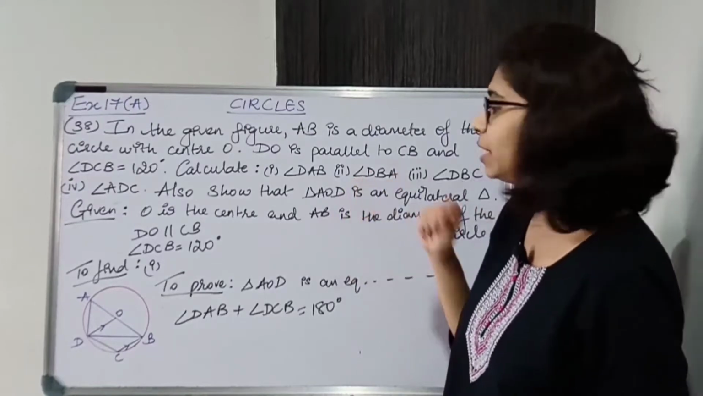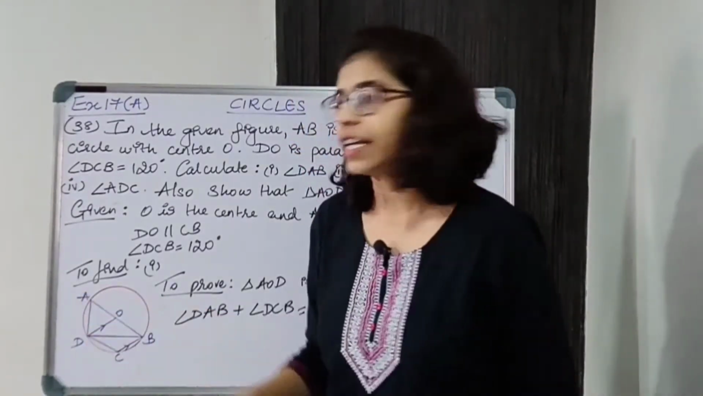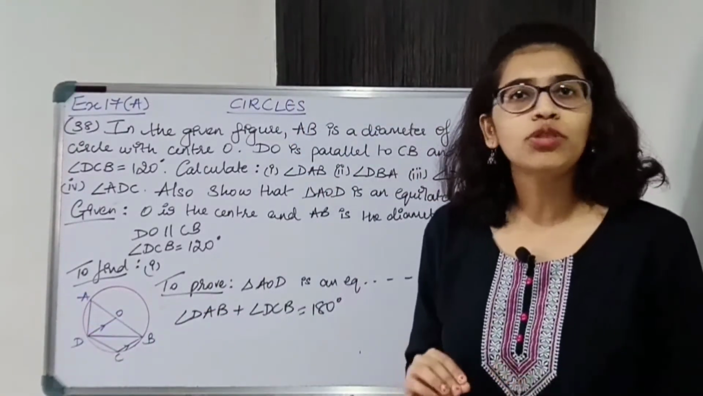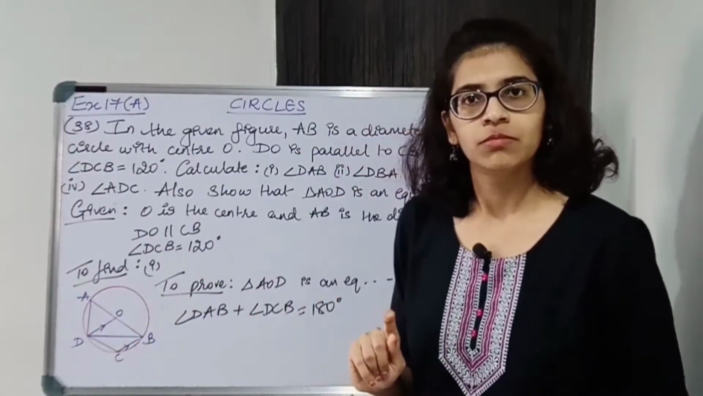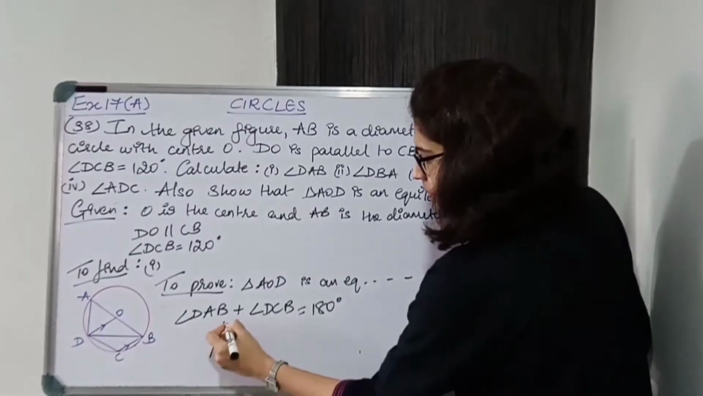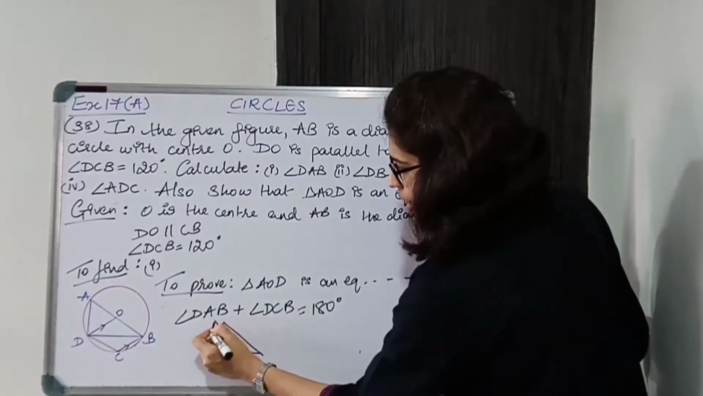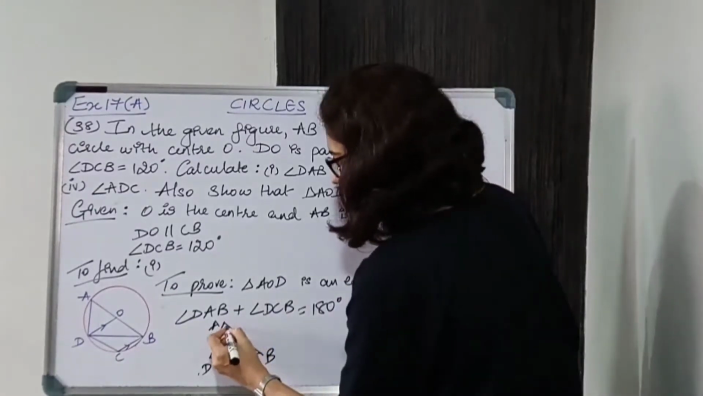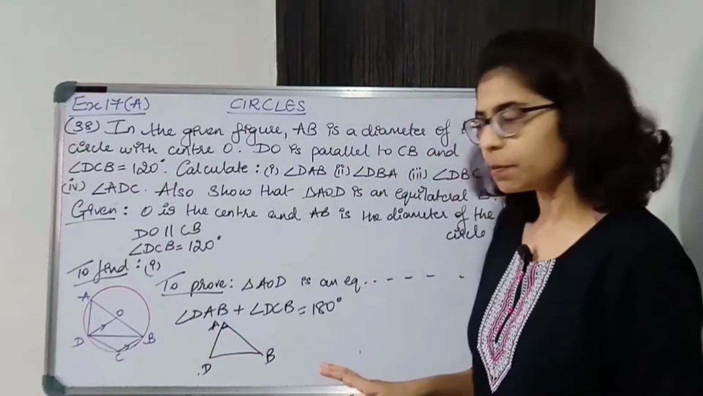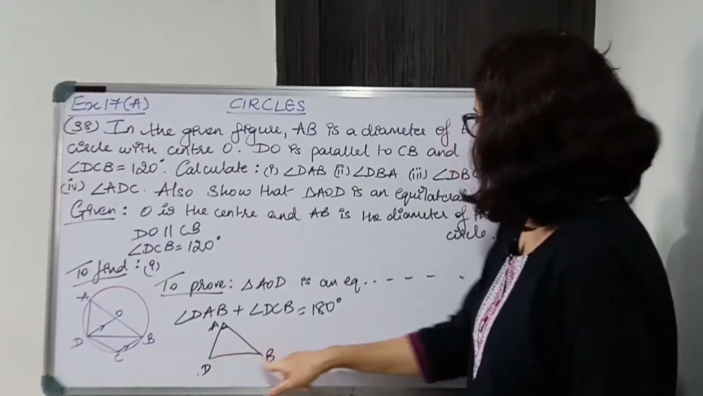Now second part DBA. We have to find DBA. Now students, for that we'll consider this whole triangle. Let us consider this triangle ADB. Okay, we just found DAB. One angle we have got. First part you'll get it. We have to find DBA.